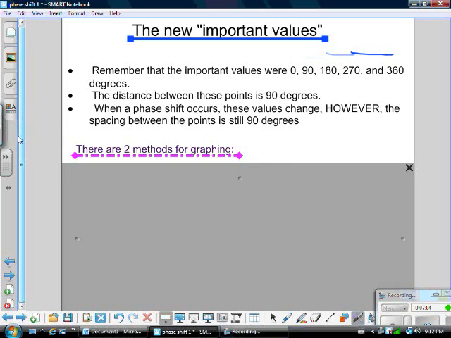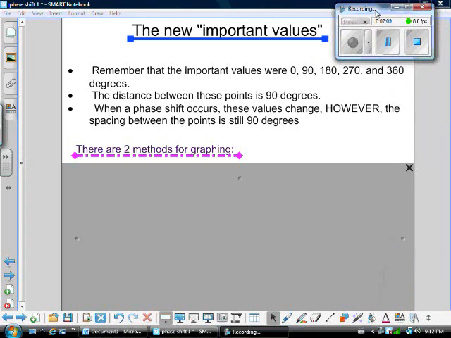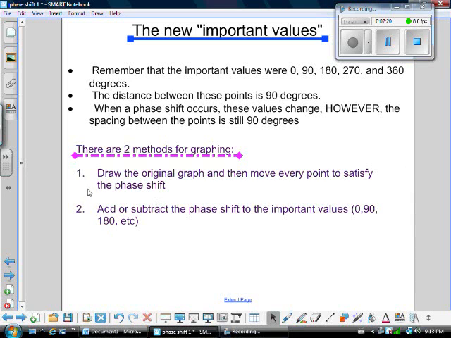Now, there are two methods for graphing. And it depends on the person. It depends on the teacher, which way that they teach it. I've taught it both ways, and I can still teach it both ways. However, I'll tell you what both ways are. The first way is to draw the original graph and then move every point to satisfy the phase shift. So I draw the normal graph and then move every single point over. And that works pretty good. And a lot of textbooks use that method as well. Even if you look in your textbook, it does that method.